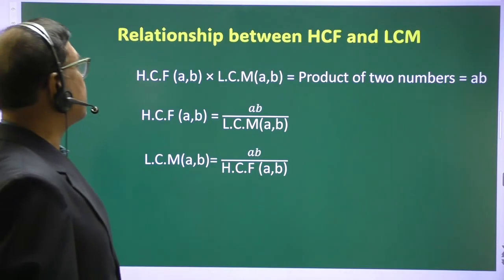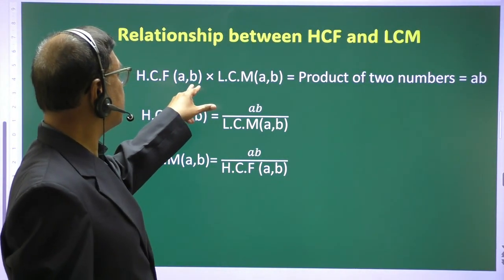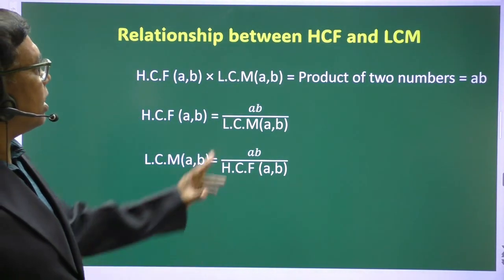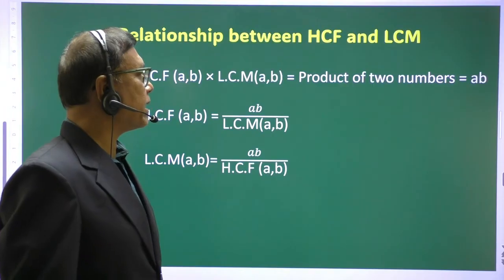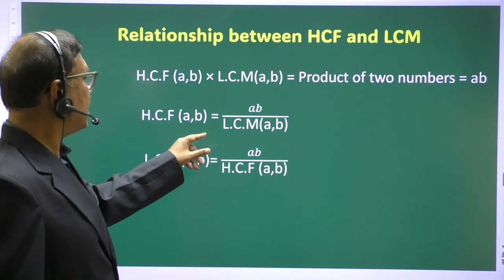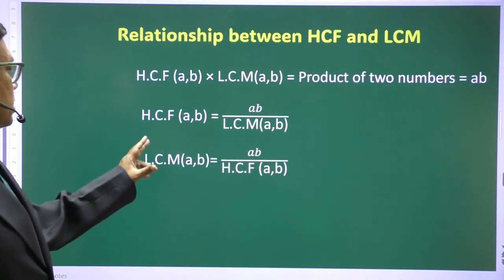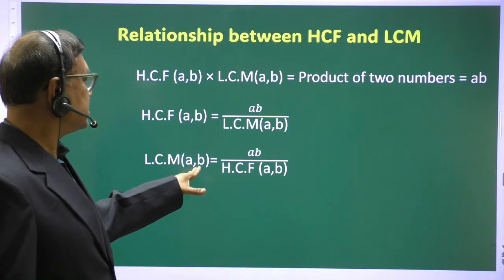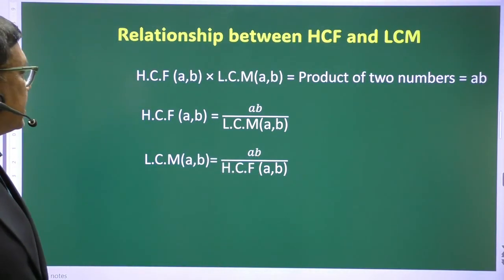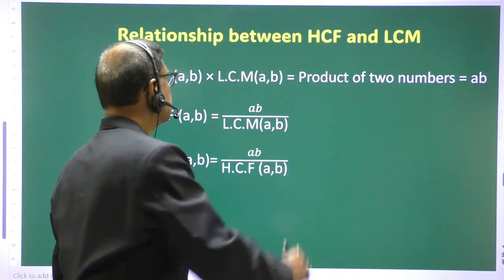Relationship between HCF and LCM. HCF of two numbers A and B times LCM of A and B equals the product of the two numbers, that is AB. And HCF of A and B equals AB upon LCM of A and B. Similarly, LCM of two numbers equals the product of the two numbers upon their HCF. Clear? So these three relations are very important.